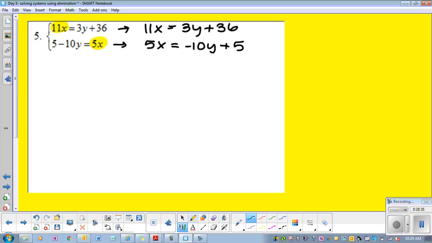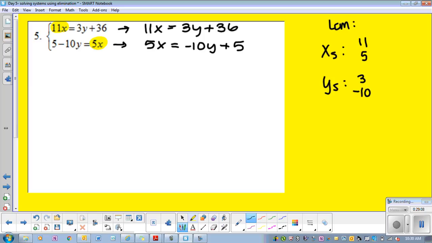So guys, do you see a plain old x or a plain old y here anywhere? No, they all have numbers. Okay, so I think this is going to be a situation where we have to do that LCM thing, all right? So the LCM for your x's. Give me the numbers in front of your x's, please. 11 and 5. Okay, so then give me the numbers in front of your y's. 3 and negative 10.